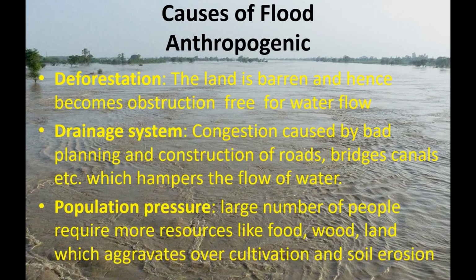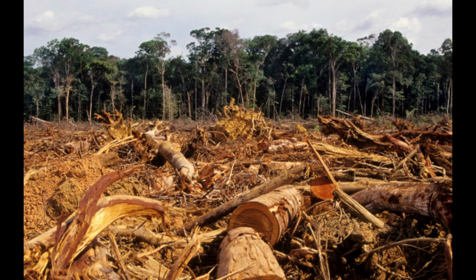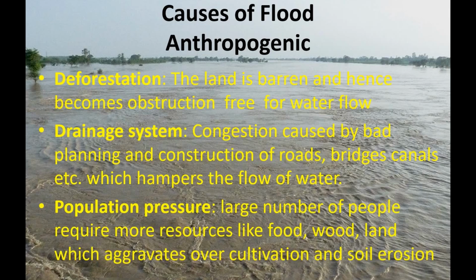Now let's see what are the causes of flood. This can be divided into two parts, that is anthropogenic and natural. The vegetation hampers the flow of water and forces it to percolate in the ground. But when the land is barren, it becomes obstruction free for water flow with greater speed into the rivers, resulting into flood as a part of the deforestation, which is one of the anthropogenic causes of floods.